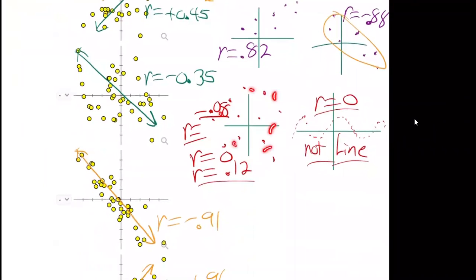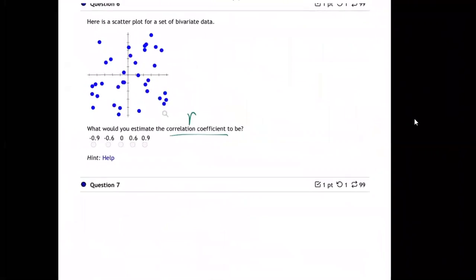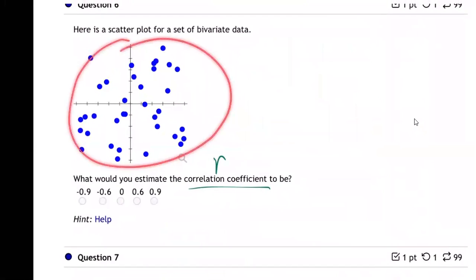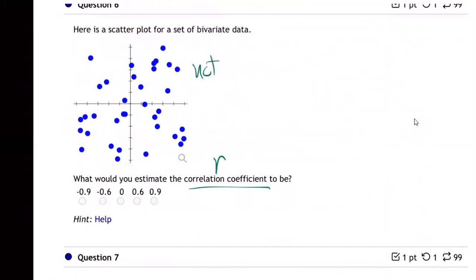This is just random, so it's close to 0, some kind of number close to 0. And this is not a line, so it's also close to 0. So what is this right here? Well, this is a big mess. This is not close to a line, right? These just don't look like anything. It's 0. It's just 0.